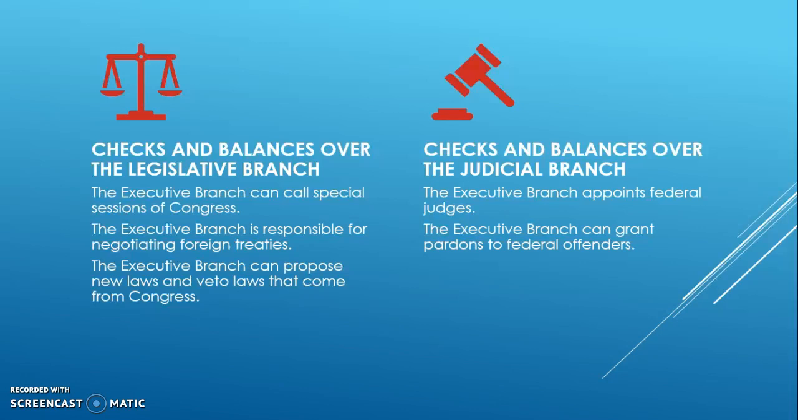Checks and balances over the legislative branch include: the executive branch can call special sessions of Congress. The executive branch is responsible for negotiating foreign treaties, and the executive branch can propose new laws and veto laws that come from Congress. Checks and balances over the judicial branch include: the executive branch appoints federal judges and can grant pardons to federal offenders.